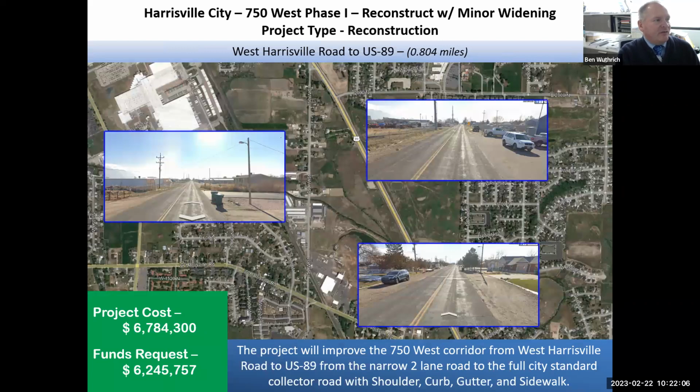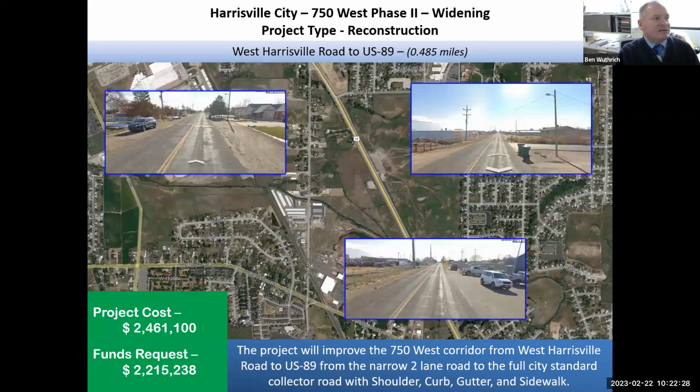Next project in Harrisville City. This is on 750 West. This is phase 1, reconstruction with minor widening between West Harrisville Road and US 89, just under a mile in length. Project estimated cost is 6.7 plus million. Funds being requested is 6.2 plus million.